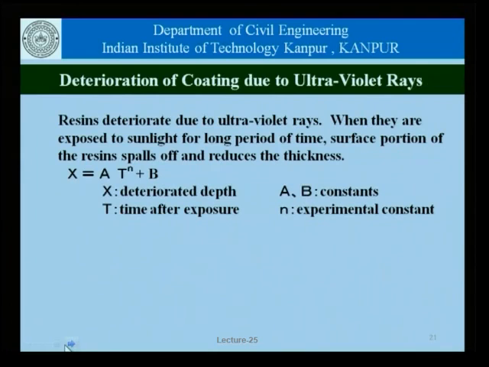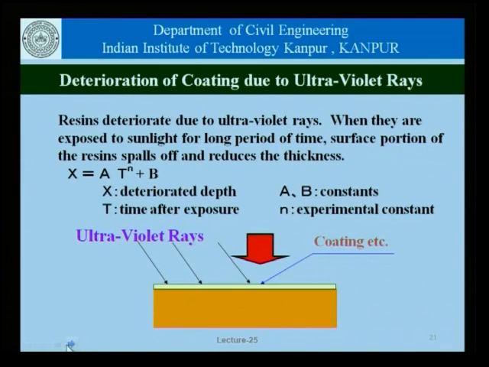In this context, we must also remember that as far as the coatings are concerned, they often have resins in them. These resins tend to deteriorate due to the ultraviolet rays, and when they are exposed to sunlight for long periods of time, surface portions of the resins tend to fall off and reduce the thickness. So if we are using coatings, we should also be concerned about the durability of the coating itself in terms of its ability to withstand ultraviolet radiation.